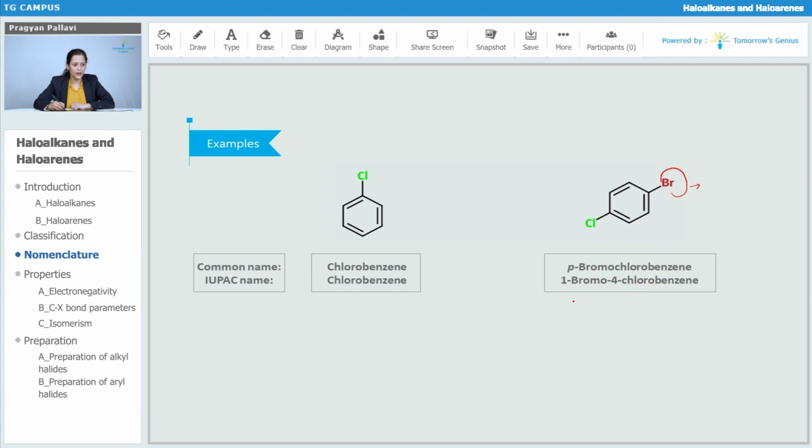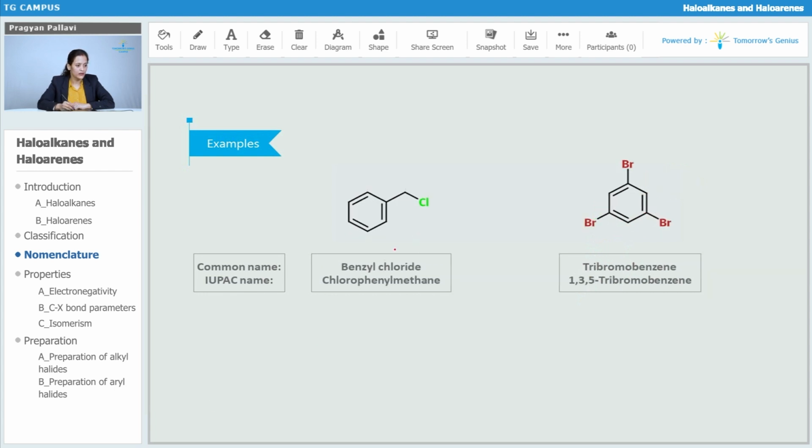Now its IUPAC name will be, again it is given the priority 1, so this will be 1, 2, 3 and 4. Since at one position we are having bromine and at position 4 we are having chlorine, it will be named as 1-bromo-4-chlorobenzene. So here we are having this chlorine attached to this CH2 group, hence its common name will be benzyl chloride, and its IUPAC name will be chlorophenyl methane.